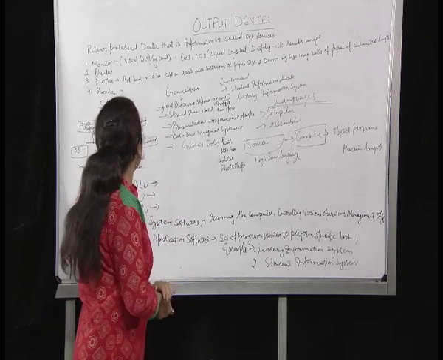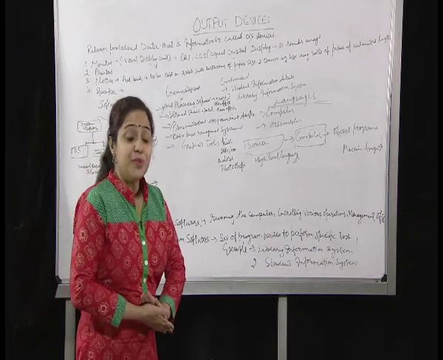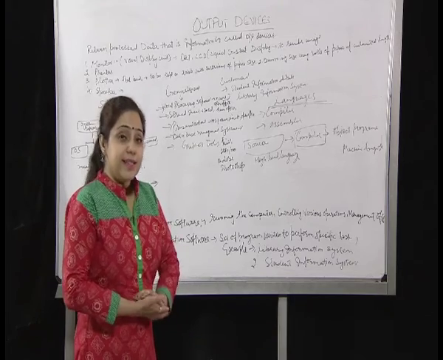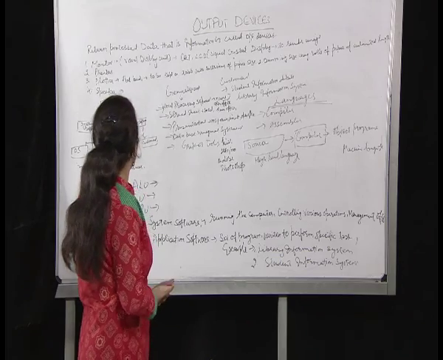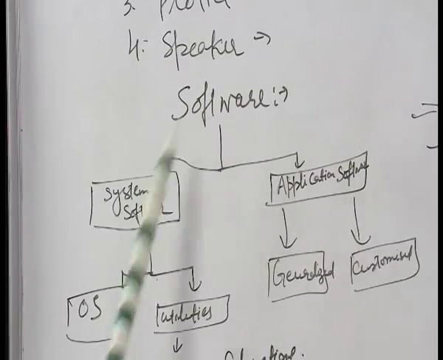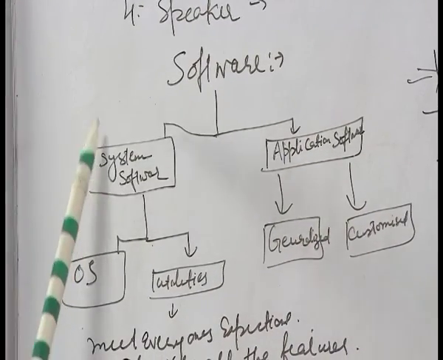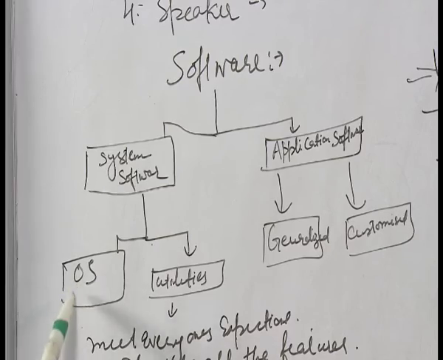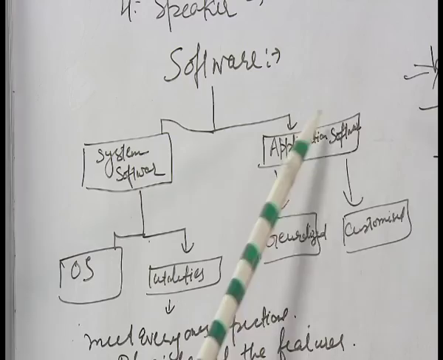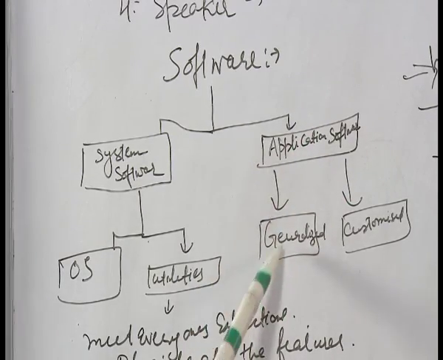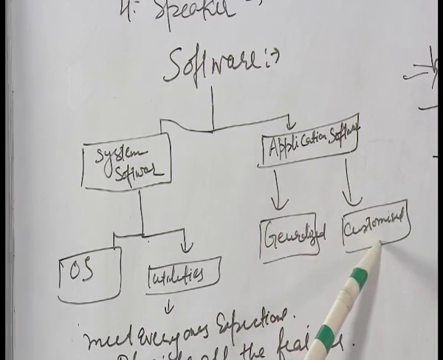Software is a set of programs that runs on the computer and performs a particular task for the system. We have two types of software. The first one is system software and the second one is application software. System software has two parts: the operating system and utilities. Application software also has two parts: generalized software and customized software.